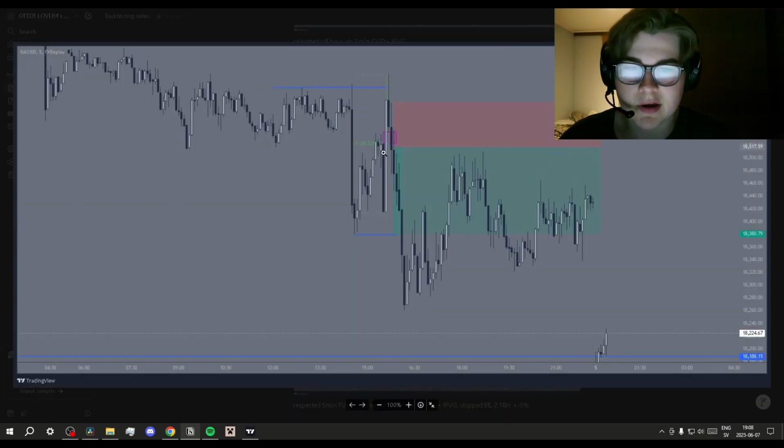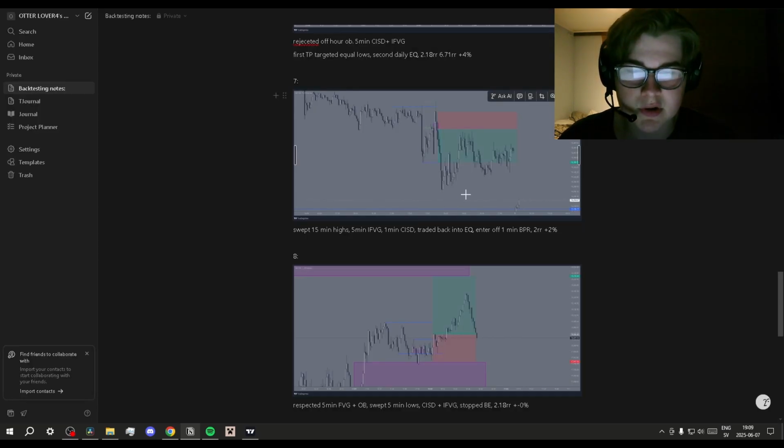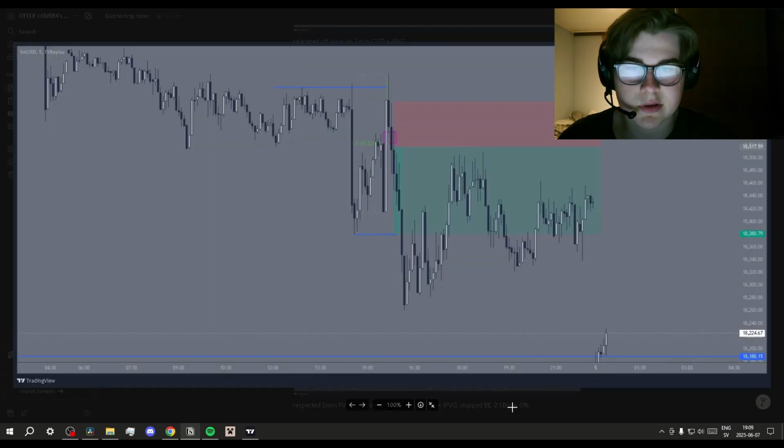Swept these 15-minute highs. This is on the 5-minute, so it looks a bit different. But then we did that inverse right here. We're also within, wait, no, sorry, just barely below the equilibrium of the range. We got a 1-minute CASD plus a 1-minute IFVG. Traded back into equilibrium, which we didn't. Oh yeah, no, wait. We rejected off of equilibrium right here.